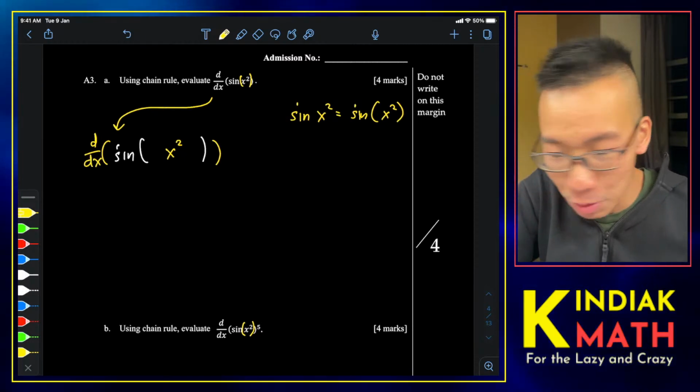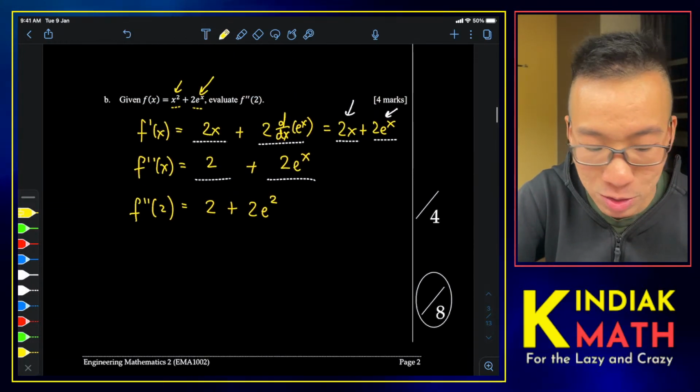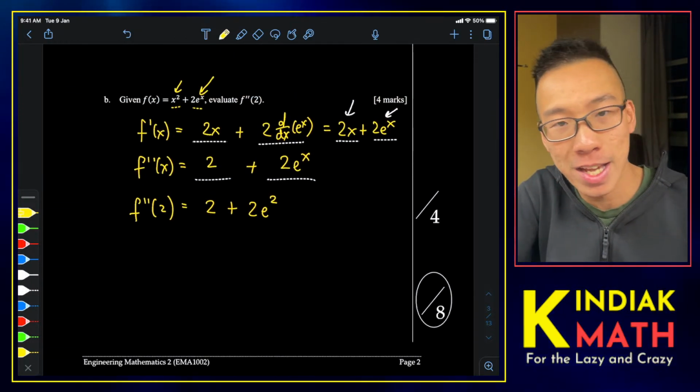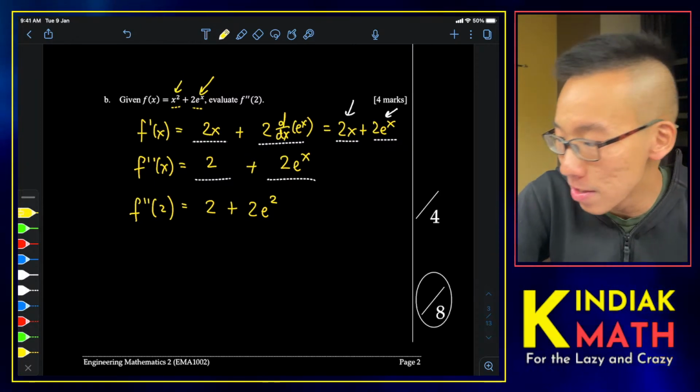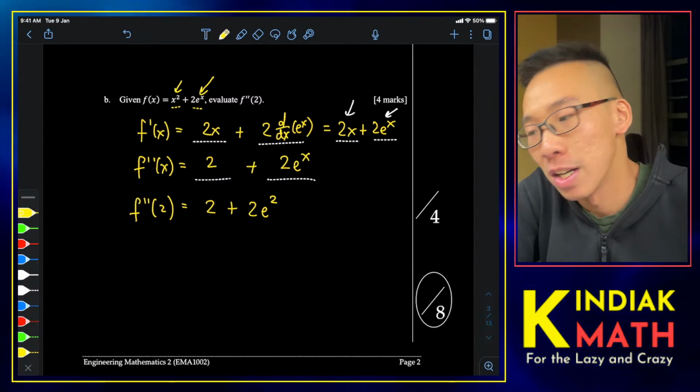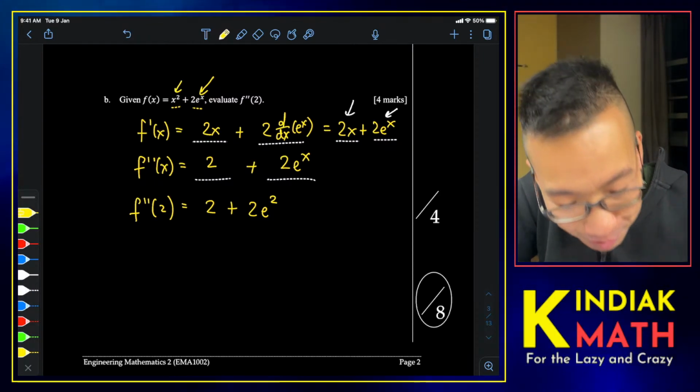We have a question, can we leave this 2 plus 2e squared as the answer? Yes, because there's no trigonometric terms. There's no sines, cosines, and tangents. If we do have that, then we will run into problems.